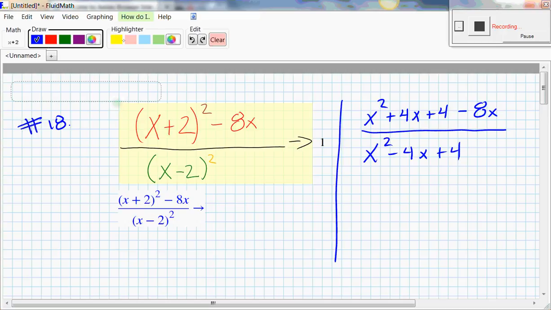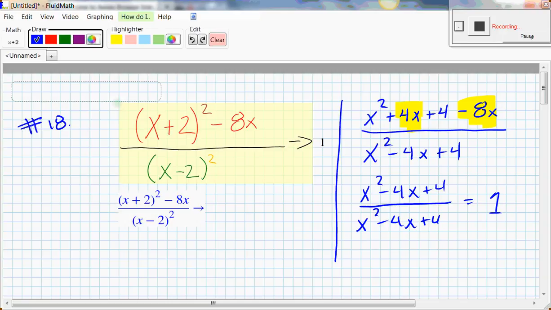Okay, now, you have like terms on the top. You have a 4x and you have a negative 8x. So how much does that get when you add together? So I have x squared minus 4x plus 4, divided by the same thing, x squared minus 4x plus 4. Bam, that equals 1. So the calculator was right. All right, feeling pretty good about that one?